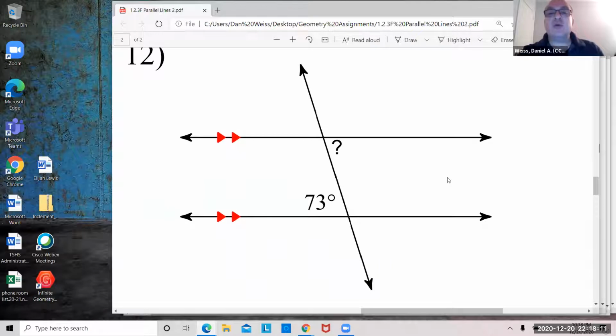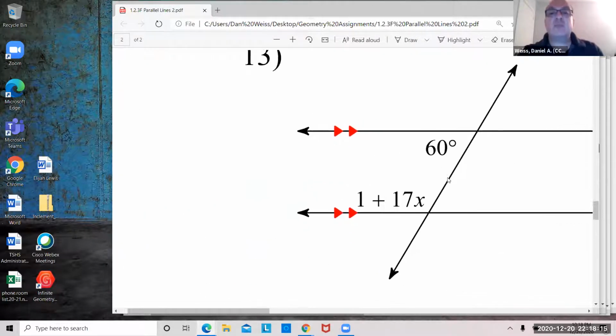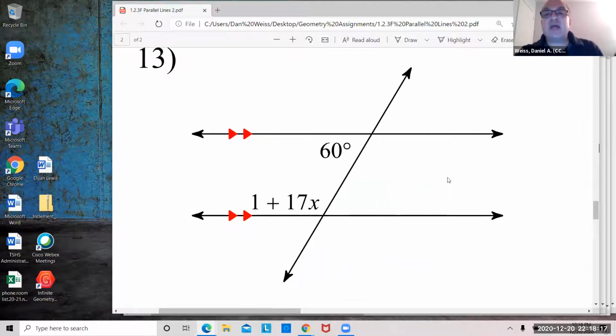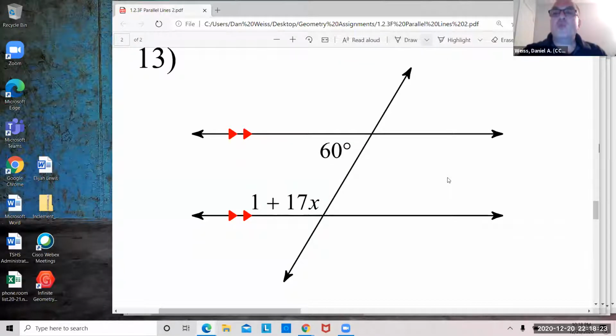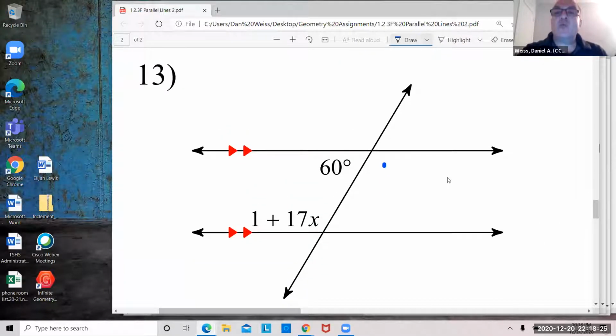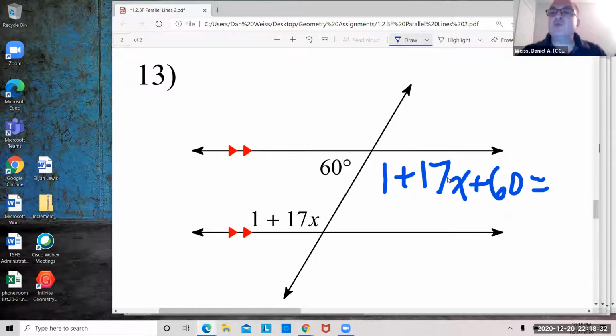These are equal. They're alternate interior angles. The question mark is 73. Here, the two angles add up to 180. You have to say 1 plus 17x plus 60 equals 180. The two angles add up to 180. You solve for x that way.